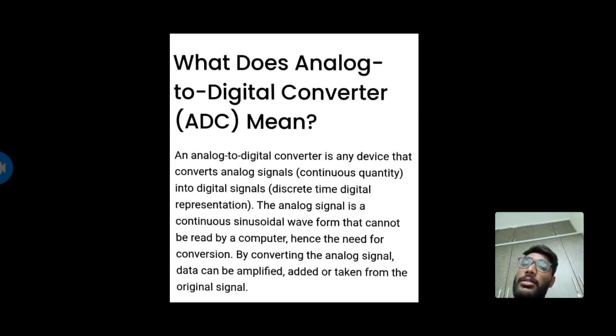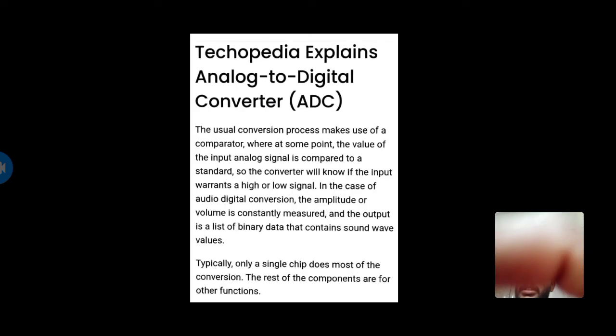What does analog to digital converter mean? An analog to digital converter is a device that converts analog signals, which are continuous quantities, into digital signals, a discrete time digital representation. The analog signal is a continuous waveform that cannot be read by a computer, hence we need conversion. By converting an analog signal, data can be added to or taken from the original signal.